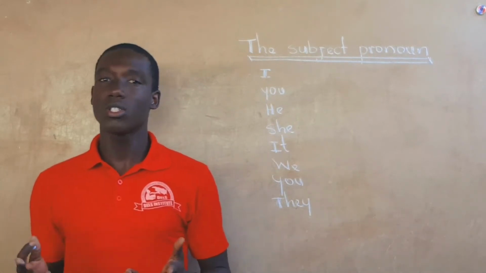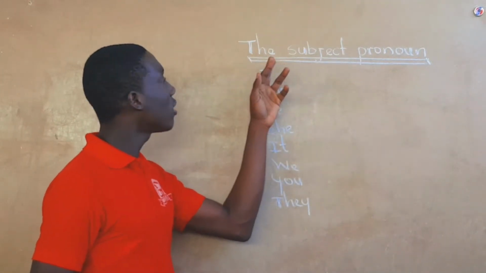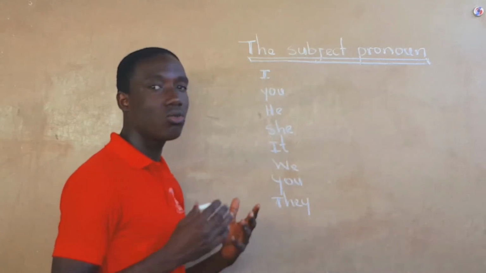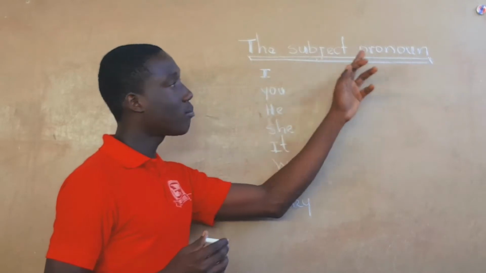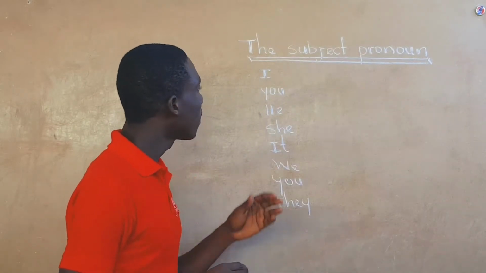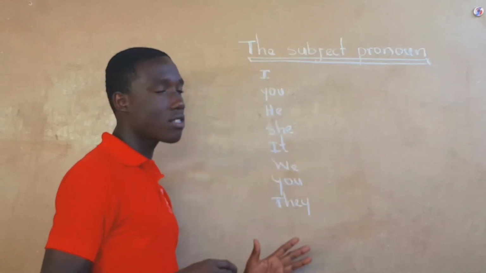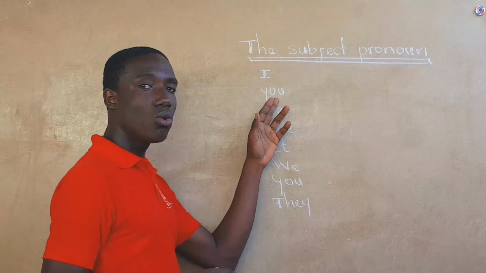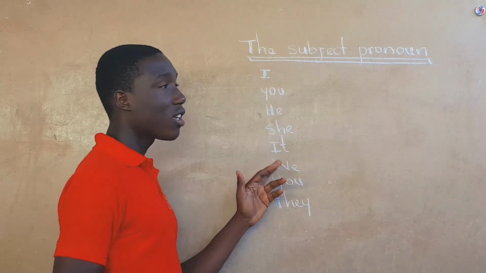Okay, now let's get the ball rolling. As you can notice on the board, the subject pronouns. Could you repeat after me? The subject pronouns. Okay. Now, these are all the subject pronouns: I, you, he, she, and it.